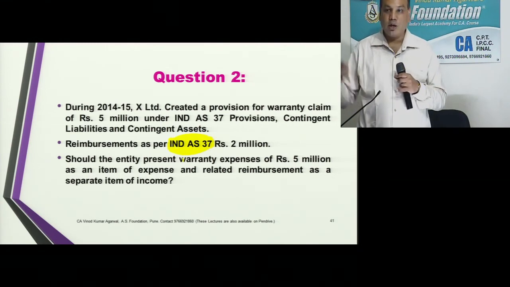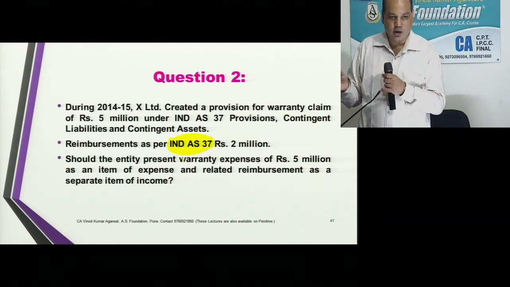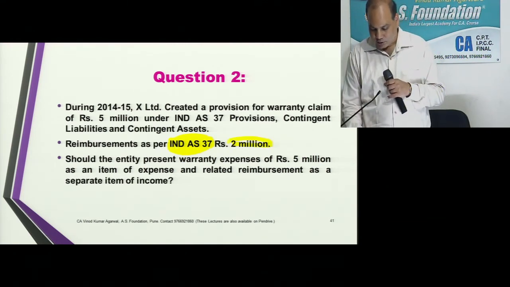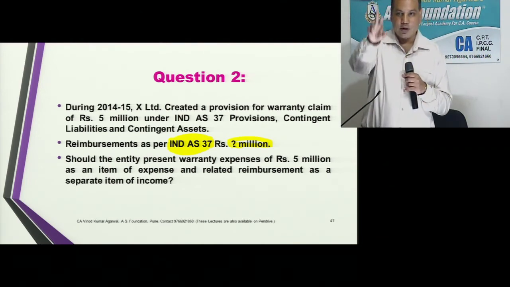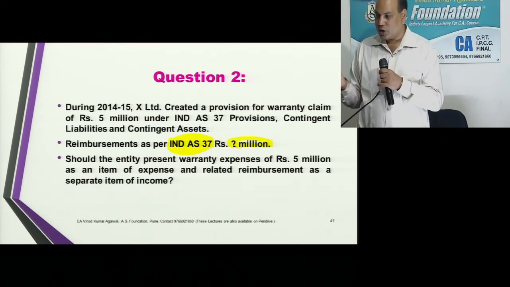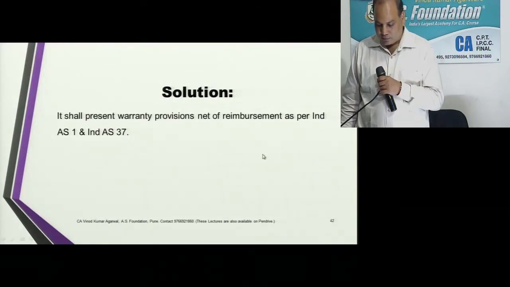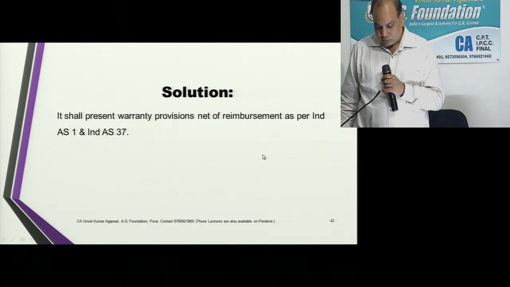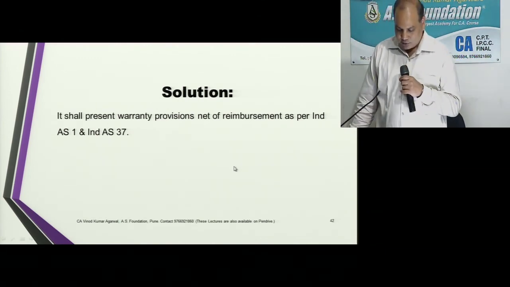At the same time, my manufacturing company says whatever expenditure you will incur, we will reimburse you. So I will also recognize reimbursement. Now I have two accounts in my trial balance. Provision for warranty 5 million, reimbursement receivable 2 million. Can I present net amount in the P&L account? The answer is yes. So in the P&L account I will only present 3. Provision net of reimbursement 3. It is allowed by both AS 29 and Ind AS 37.